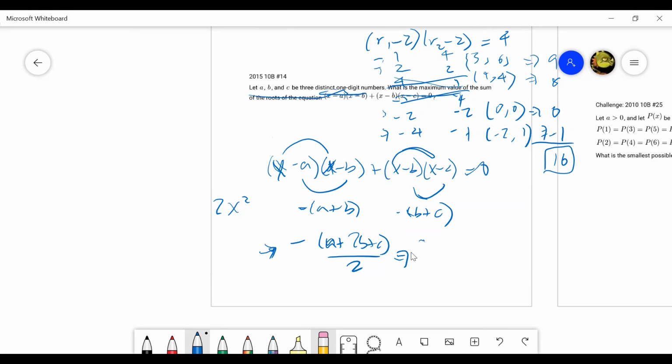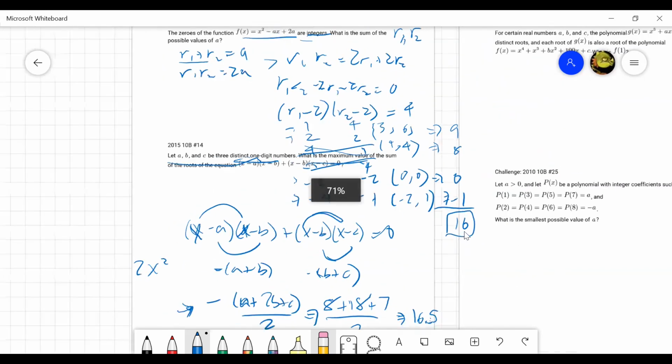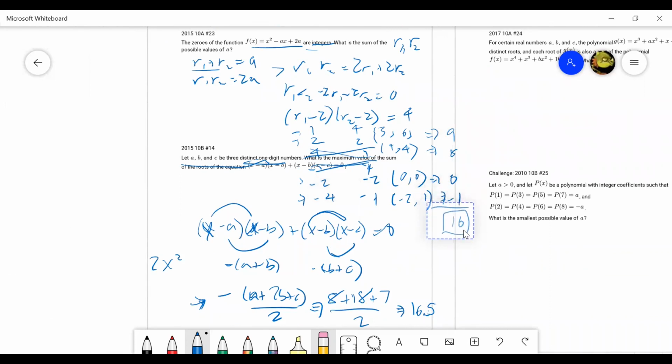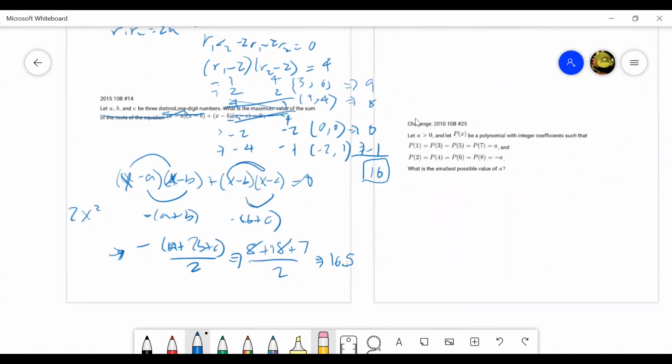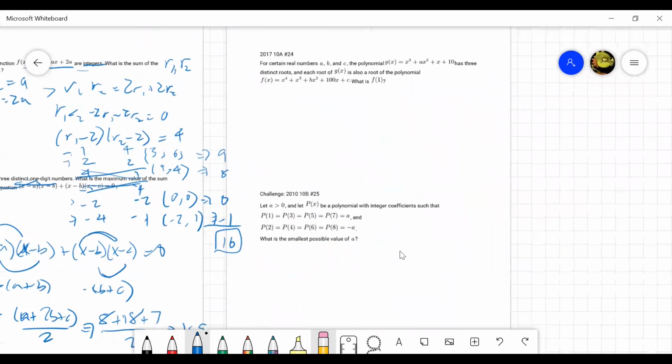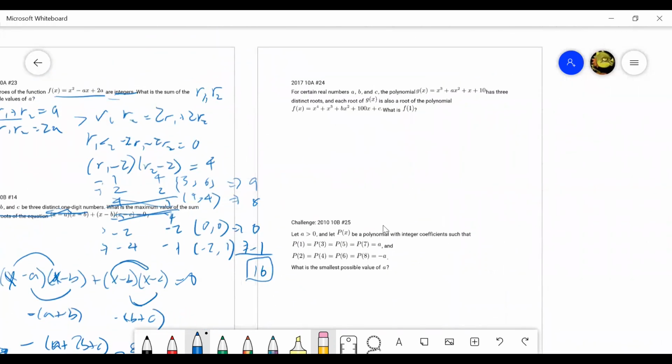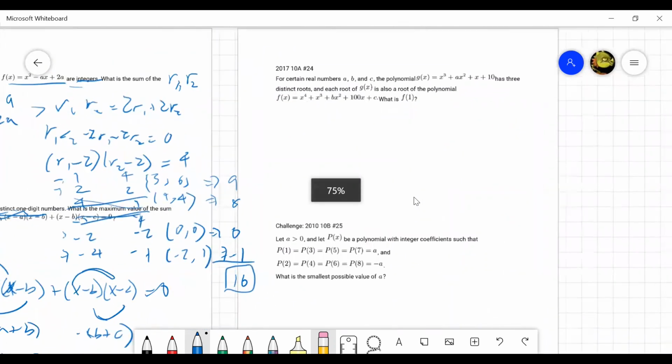So I think it's pretty clear that we can just use 8, 9, and 7, where B is equal to 9. This would be equal to 16 and a half. So again, this is just a problem where you simply have to know Vieta's to be able to do it, and there's really not much else to it. Anyway, I think we might be somewhat on time today.